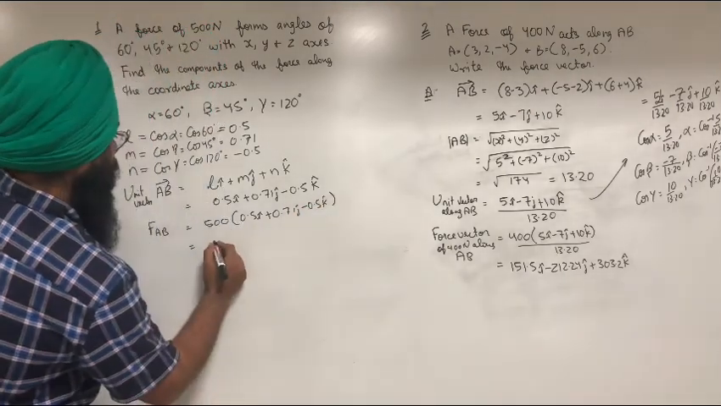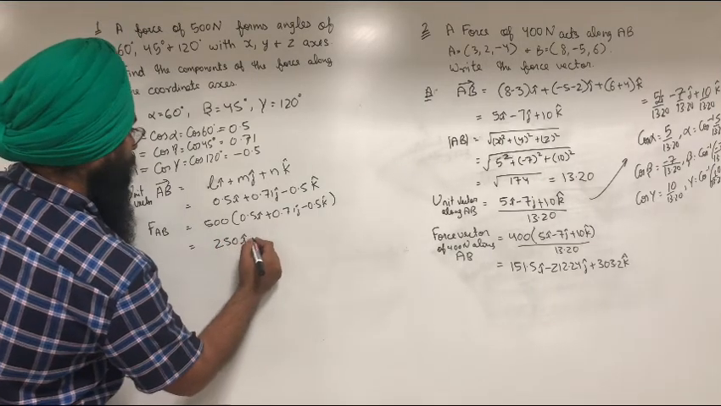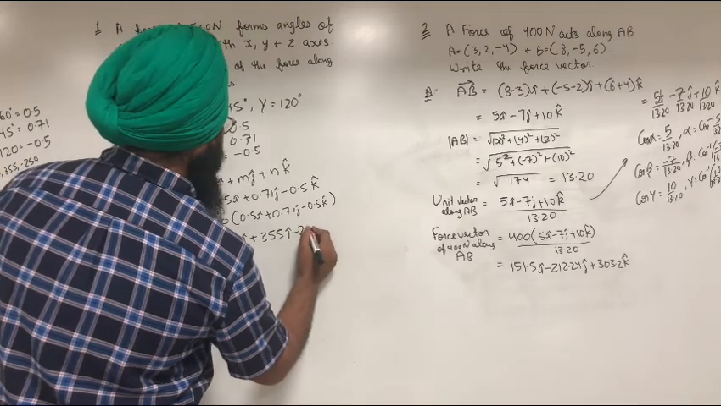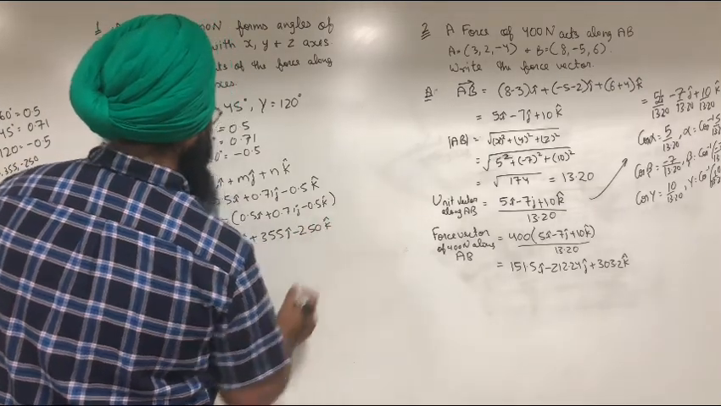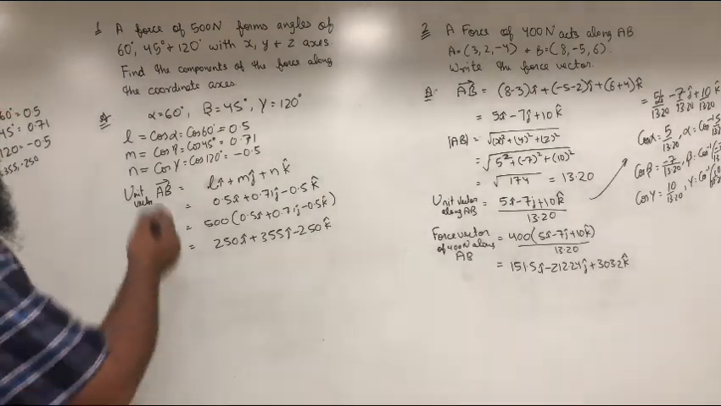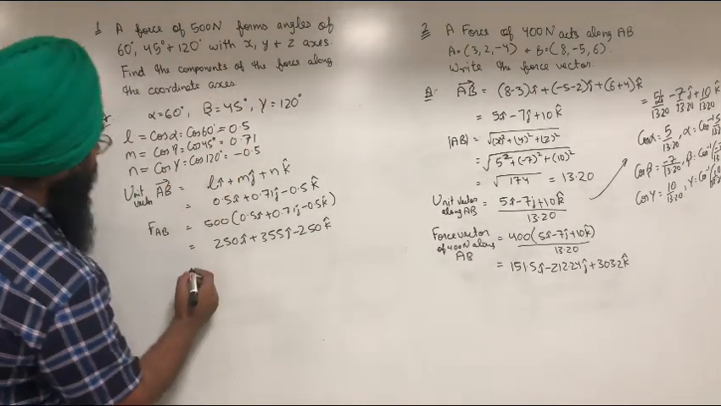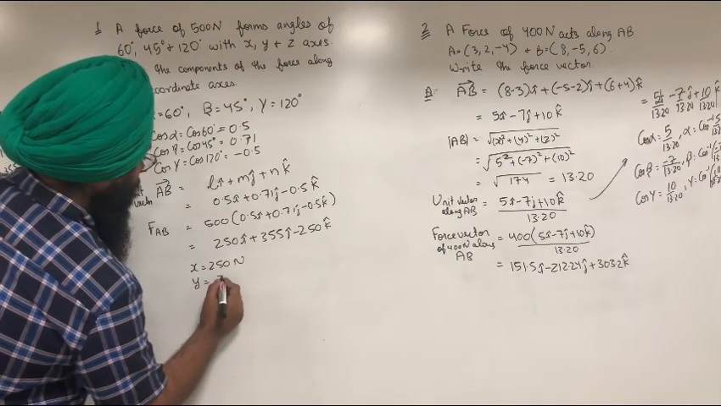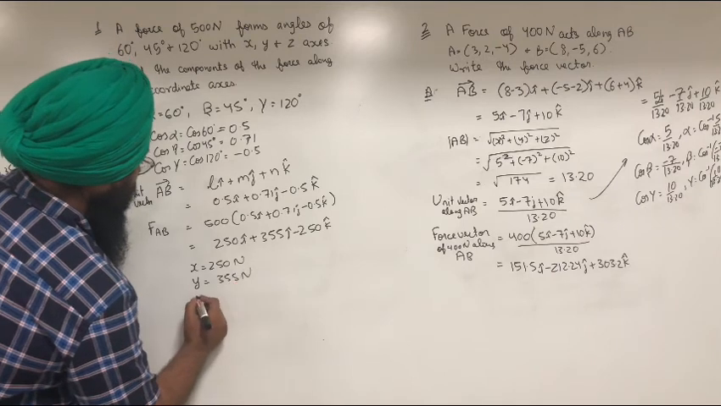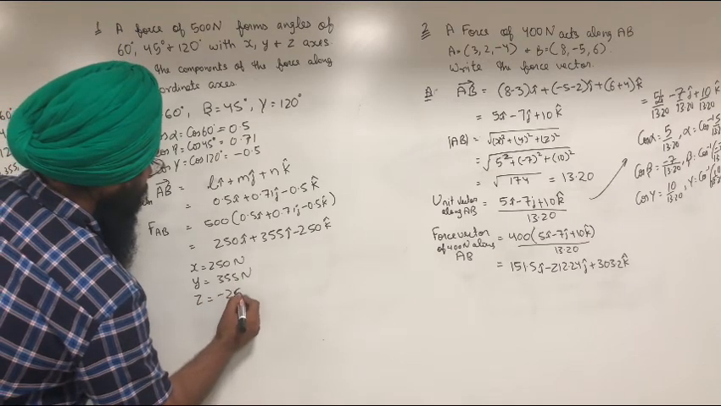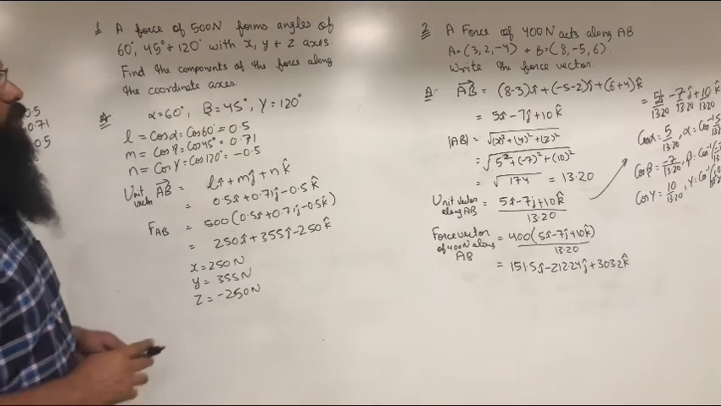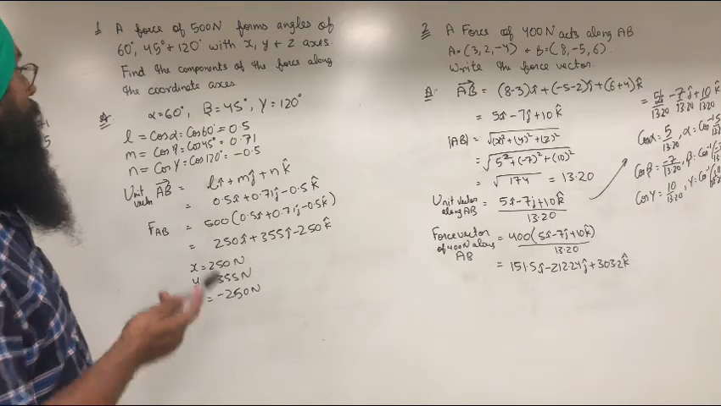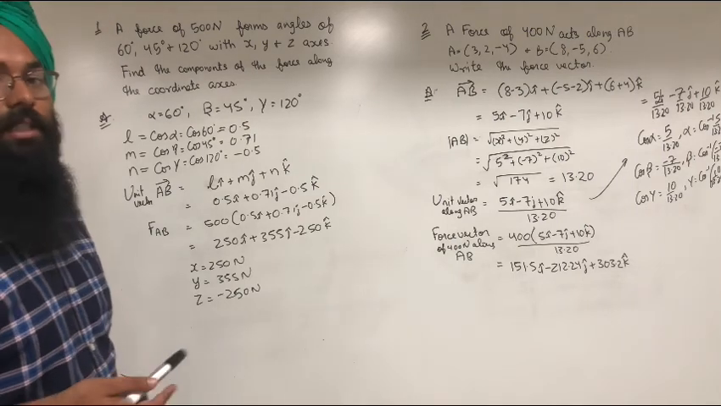So this will give us 250i plus 355j minus 250k. So this is the force vector AB. Now they have asked for the components of the force along the coordinate axis. So along x it will be 250 Newton, along y 355 Newton, and along z minus 250 Newton. So that's how you solve for a force vector when a vector AB is given or its inclination with the axis is given. Thank you.